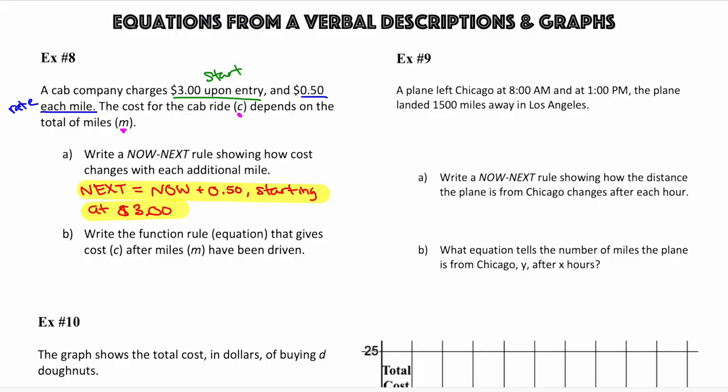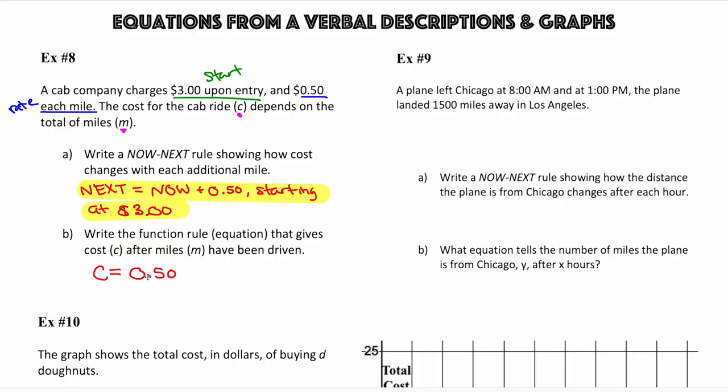So the equation we're going to find. Again, it goes back to C depends. That means your Y is your C value. So we would put C equals. Your cost is equal to the total amount of miles that we're going plus whatever the amount started with. It will be 50 cents each mile. That is your rate of change. That is your slope. So 50 cents.